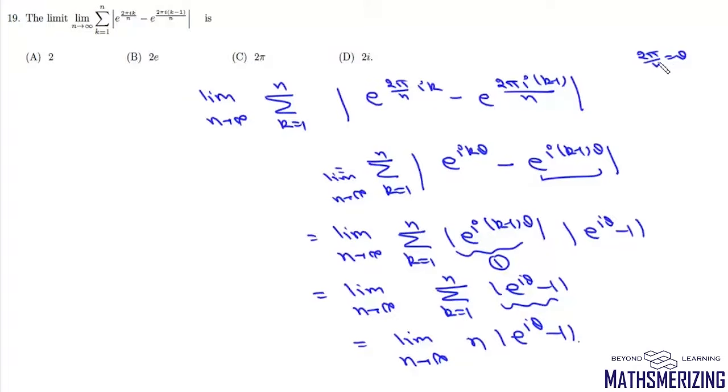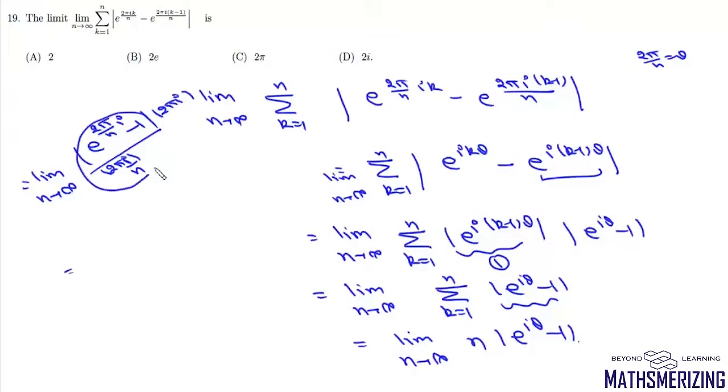Now we'll put the value of theta. Theta is 2 pi by n. So we can write this limit as limit n tends to infinity, mod of e^(2 pi i / n) minus 1, upon 1 by n. Now we'll multiply and divide it with mod of 2 pi i. So this limit is the standard limit (e^x minus 1) upon x, which is 1, and then mod of 2 pi i is simply 2 pi. So the answer to this limit is simply 2 pi, and that's your option number C.